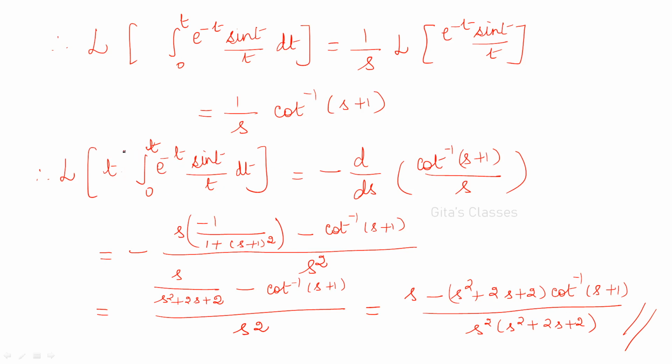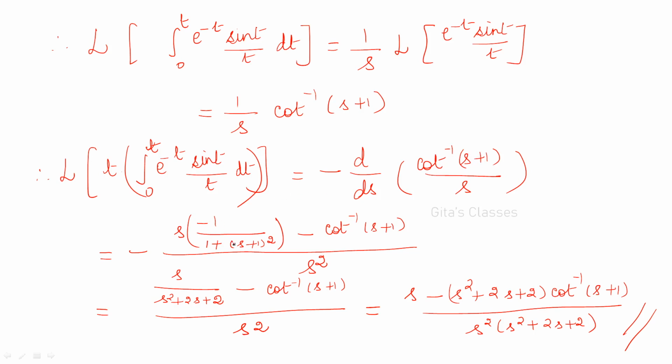So multiplication with this t means that without t you have to find the Laplace transform. That is, we have already found it to be 1 by s into cot inverse of s plus 1. So if it is to be multiplied by t, we take minus d by ds of this function. So differentiating and simplifying, you will be getting minus s into, that is u by v form. So in the denominator it is s squared, and s into minus 1 by, differentiate cot inverse of s plus 1 with respect to s.